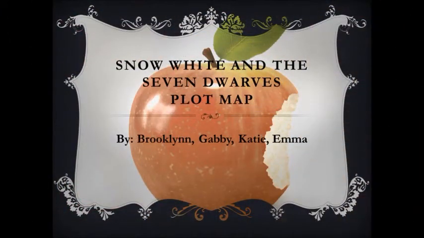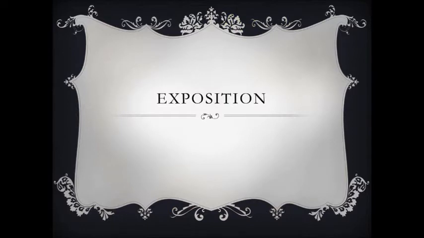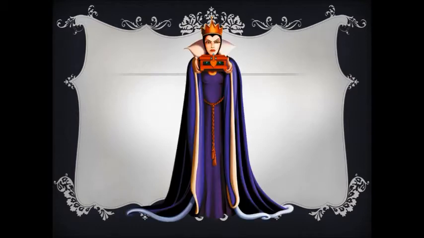Snow White and the Seven Dwarfs plot map by Brooklyn, Gabby, Katie, and Emma. The exposition is the setting of the story that introduces the characters and explains the main conflict of the story. For example, the main setting in the story of Snow White is in the forest. The main characters are Snow White, the evil queen, and the seven dwarves. The main conflict is that the evil queen wants to kill Snow White.